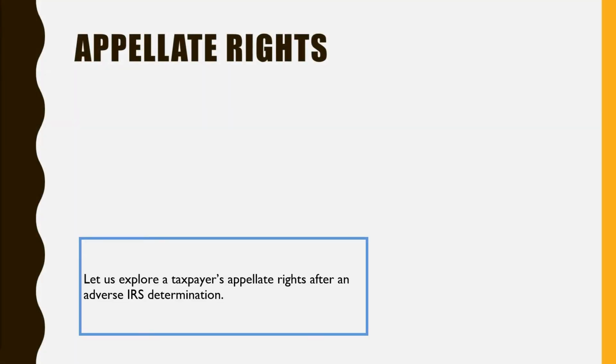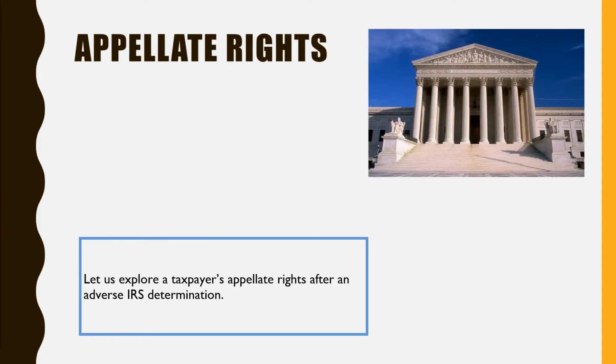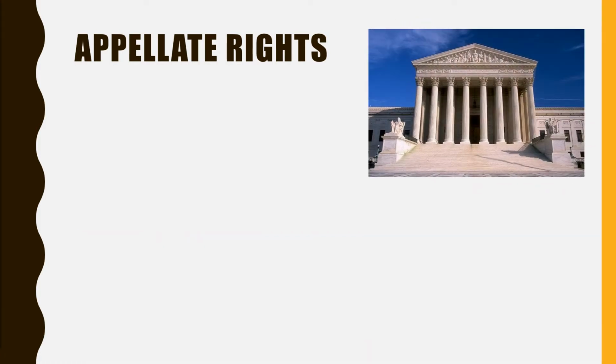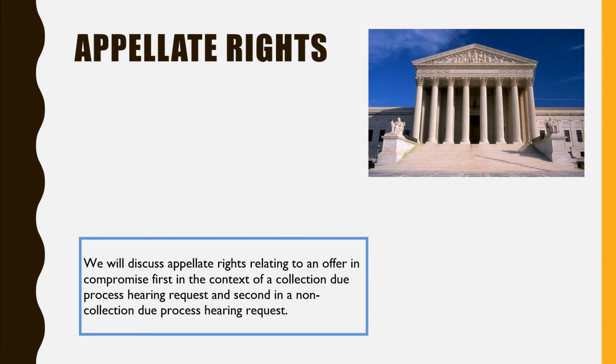Let us explore a taxpayer's appellate rights after an adverse IRS determination. We will discuss appellate rights relating to an offer in compromise, first in the context of a collection due process hearing request, and second in a non-collection due process hearing request.